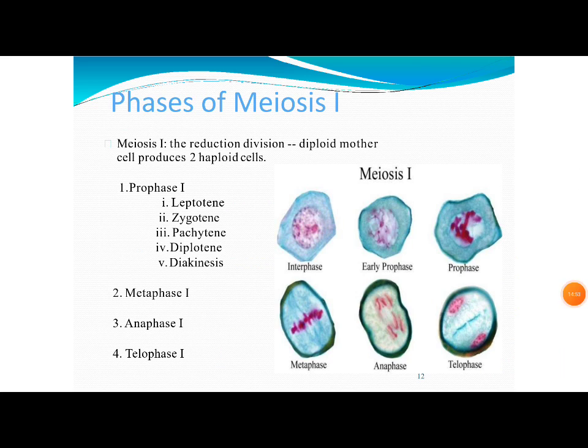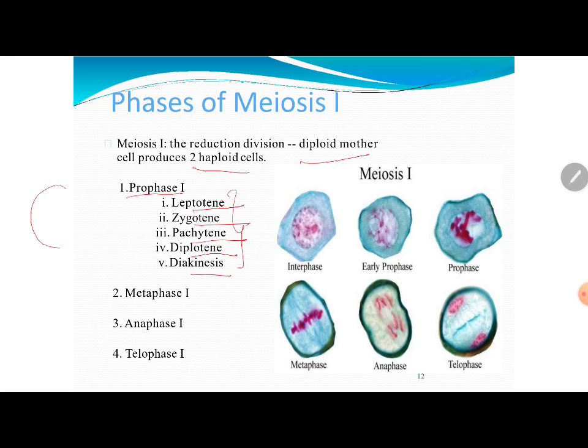Now we come to the major part, which is the phases of meiosis. Meiosis, the reduction division. Meiosis 1 is the reduction division where the diploid mother cell produces 2 haploid cells. I told you prophase 1 is the longest phase because it is divided into 5 substages: leptotene, zygotene, pachytene, diplotene, diakinesis.